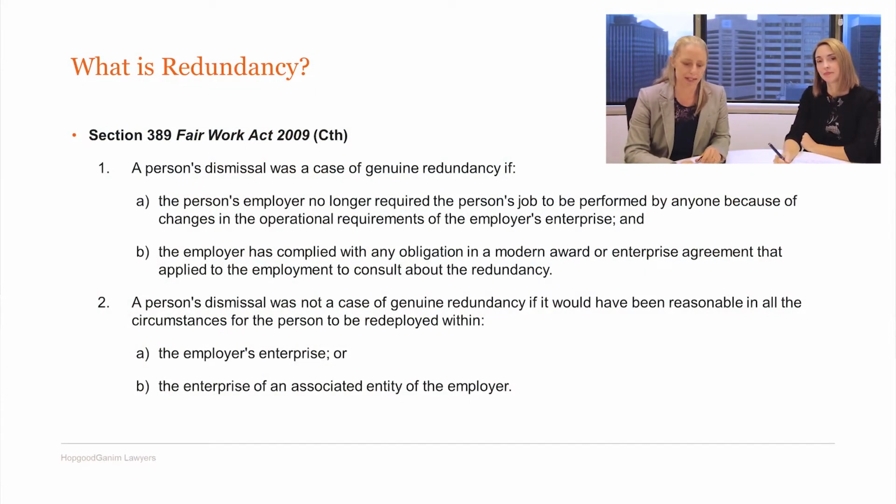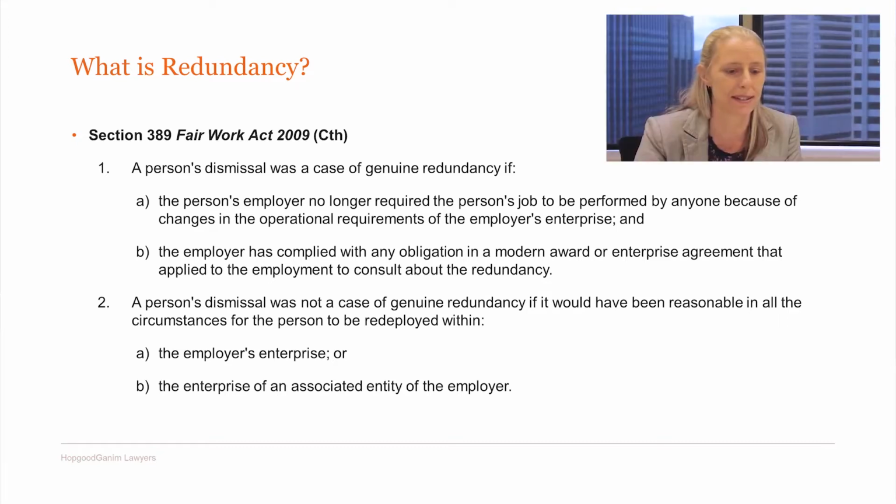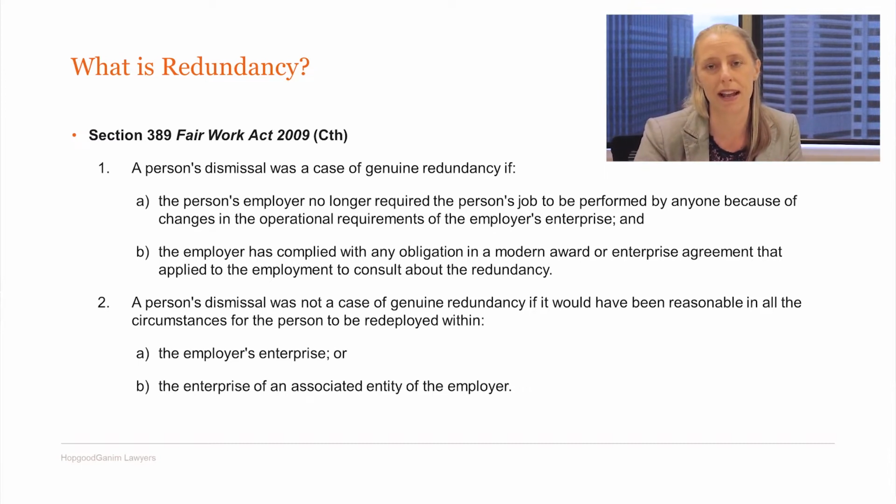For private sector employers in Queensland, redundancy is defined in section 389 of the Fair Work Act 2009, which is the Commonwealth Act. So there's basically three concepts within this. The first one is that a person's dismissal was a case of genuine redundancy if the person's employer no longer requires the person's job to be performed by anyone because of changes in the operational requirements of the employer's enterprise. And then the second requirement, the employer has complied with any obligation in any modern award or enterprise agreement that applied to their employment to consult about the redundancy.